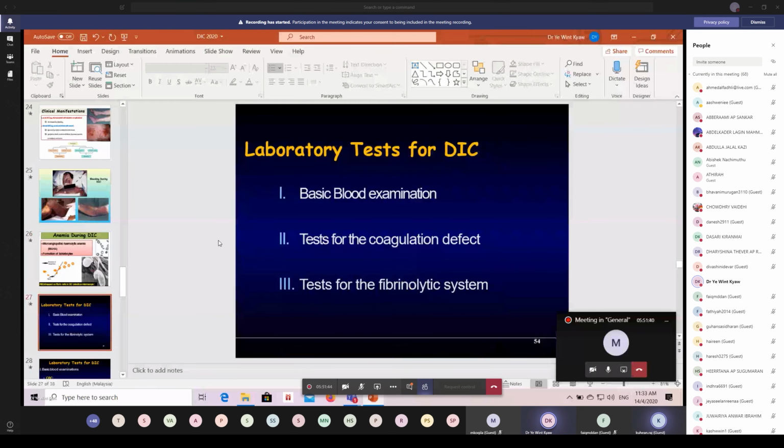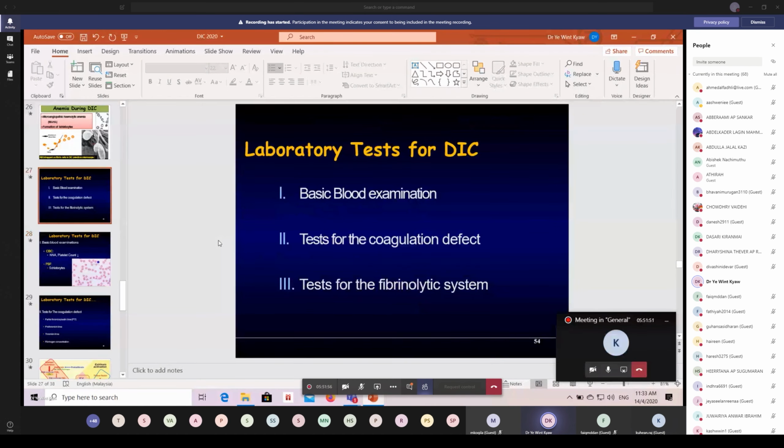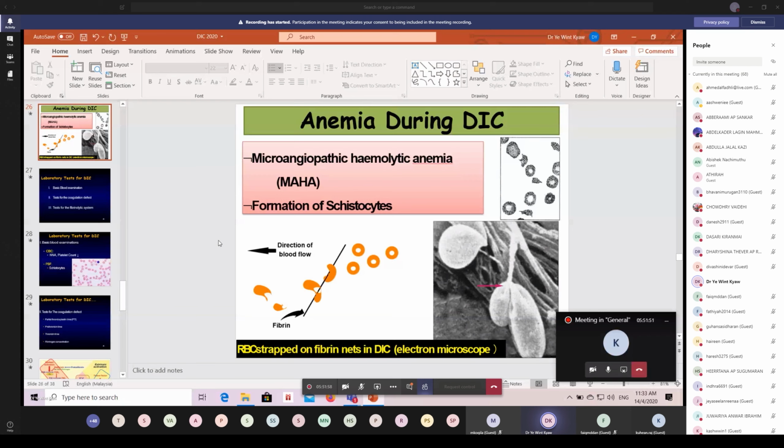Laboratory tests. Complete blood count. Anemia, what type? Normochromic anemia. If you look at the blood film, you can see schistocytes, because this is microangiopathic, from thrombus formation in the vessel. This causes the vessel to narrow. Microangio: micro means small, angio means vessel. Small vessel disease can cause hemolytic anemia, MAHA. Platelet count reduced. Test for coagulation defect.